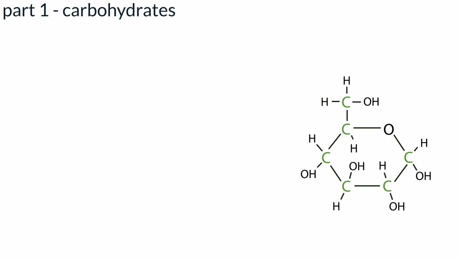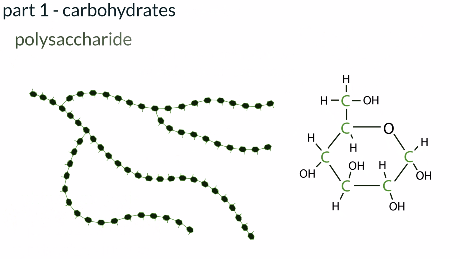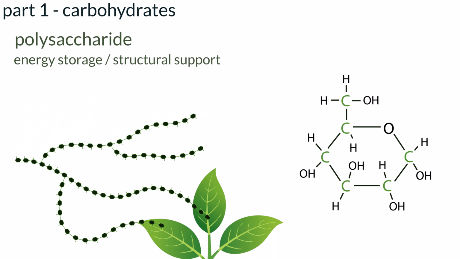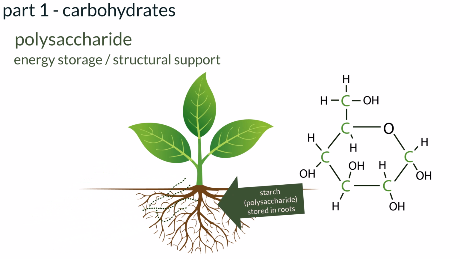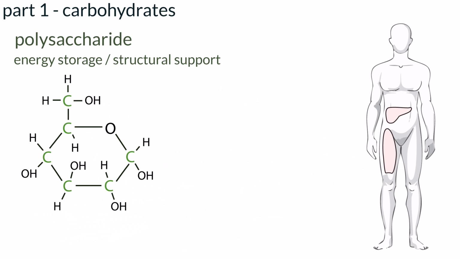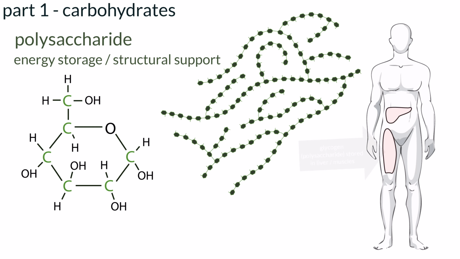More complex carbohydrates, called polysaccharides, are made of many monosaccharides connected together. Polysaccharides can be used for energy storage or structural support. For example, when plants have excess glucose, they typically store this as starch in their roots. In animals, excess glucose can be stored as glycogen in liver and muscle cells.